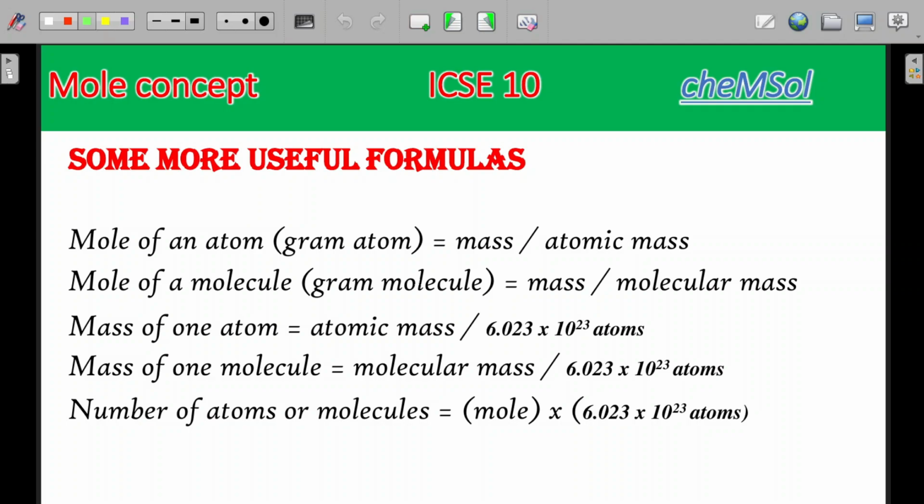Some useful formulas. Don't worry about this. I made it easy for you. Okay? Only this one you remember: how to find mole. Same for gram atom, gram molecule. Remaining, don't worry. Okay.